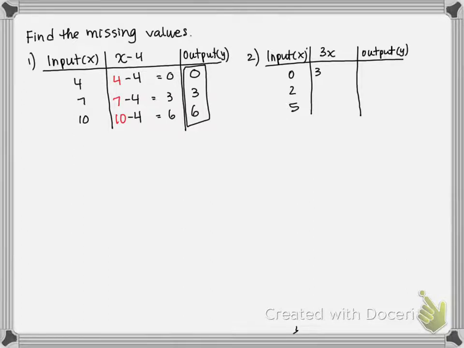So we're going to do 3 times 0, and that's going to equal 0. So when I put in 0, I get out 0. And then I'm going to try 3 times 2, and that's going to give me 6. So when I put in 2, I get out 6. And then I'm going to try 5. And I get 3 times 5 is 15. So when I put in 5, I get out 15. So these would be the 3 outputs that match the inputs.